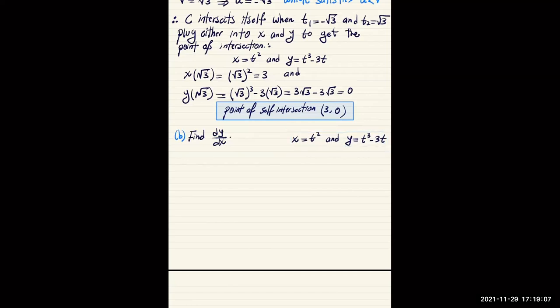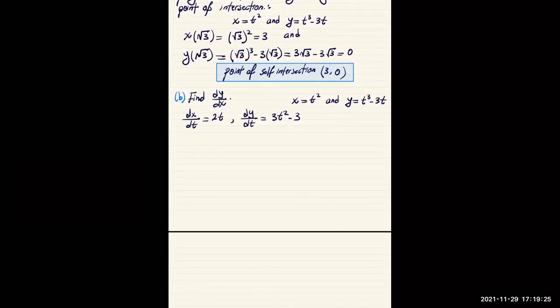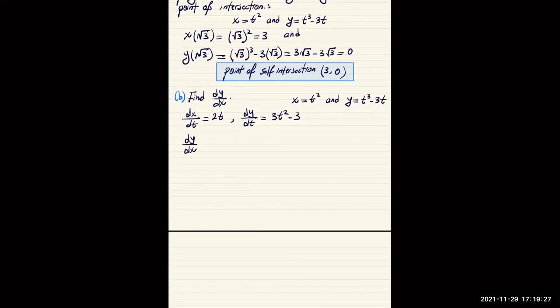That's our C. What you do is you find dx/dt, or you could call it x dot, that's 2t, and dy/dt is 3t squared minus 3. And dy/dx by the chain rule is dy/dt over dx/dt. So dy/dt is 3t squared minus 3 over 2t, which is dx/dt. So again, this gives us the slope of the tangent line at any time.